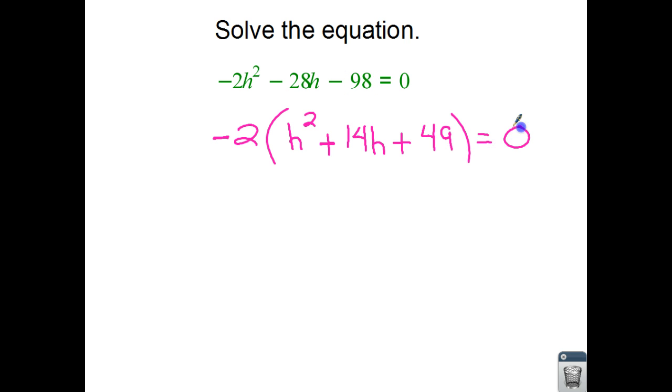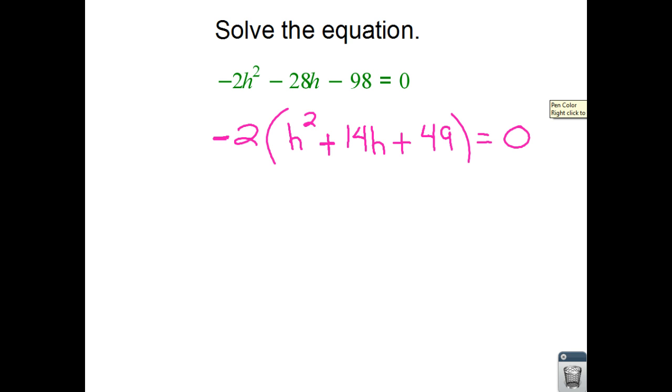Okay, so please be aware that when you factor out this negative and you go back in, you have to make up for that with your other signs to make sure that if you were to distribute this negative 2 back into your trinomial, you're going to end up with the original equation that you started with. So again, be very, very careful about how you do that.